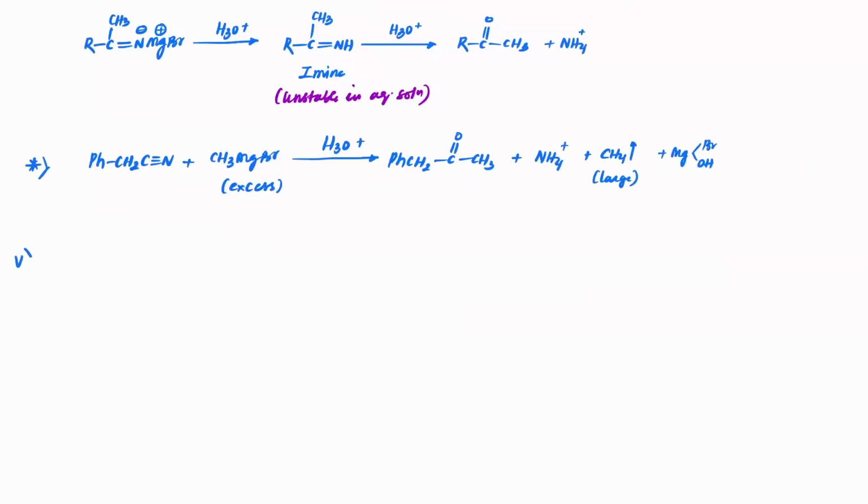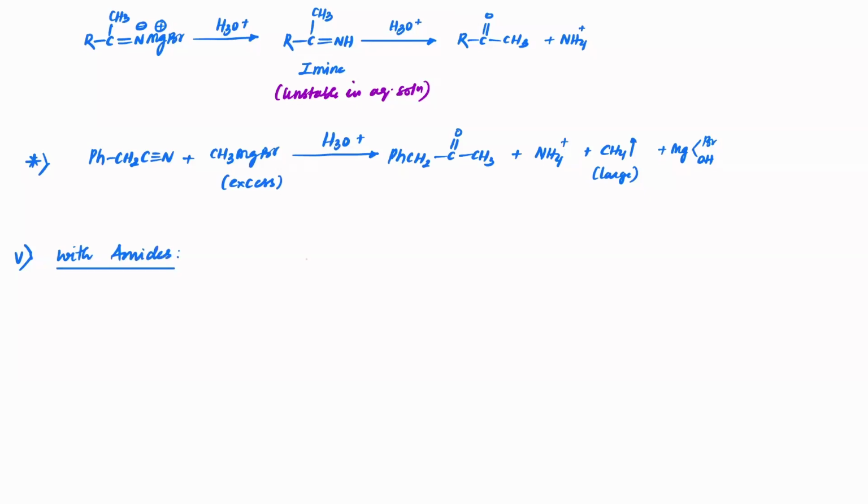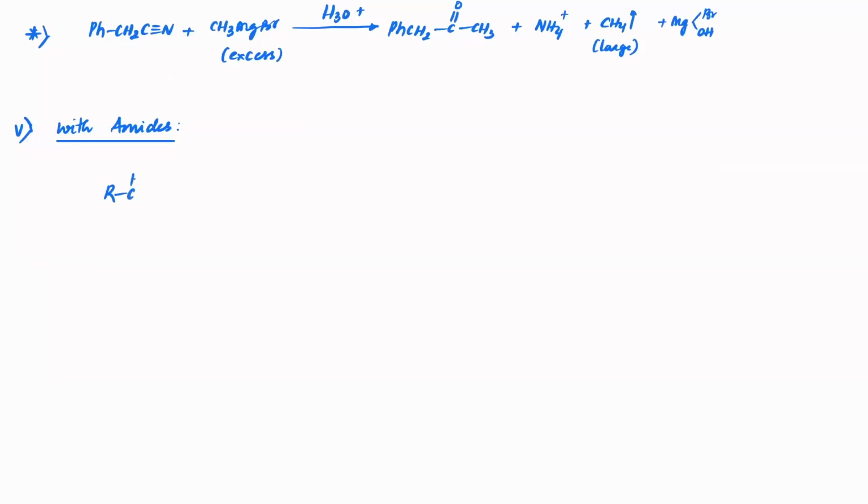Next, with the fifth one, amides. What is the type of reaction that happens with amides? You see, RC double bond O NH2. If you treat with CH3MgBr, as long as this hydrogen is present on nitrogen, it is sufficiently acidic. Hence, you will only get an acid-base reaction, that is NH minus MgBr plus and CH4.